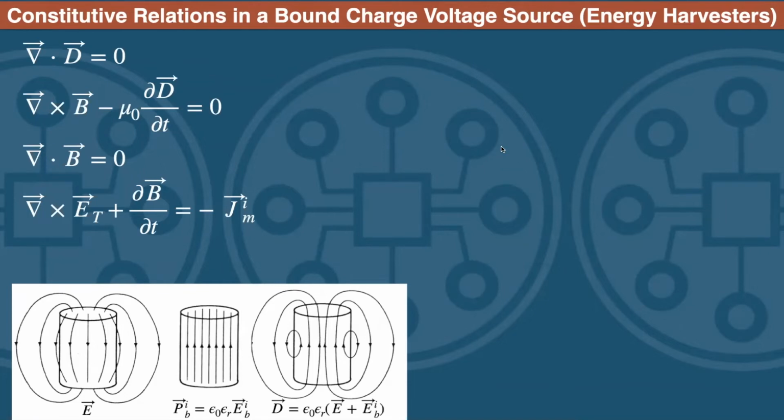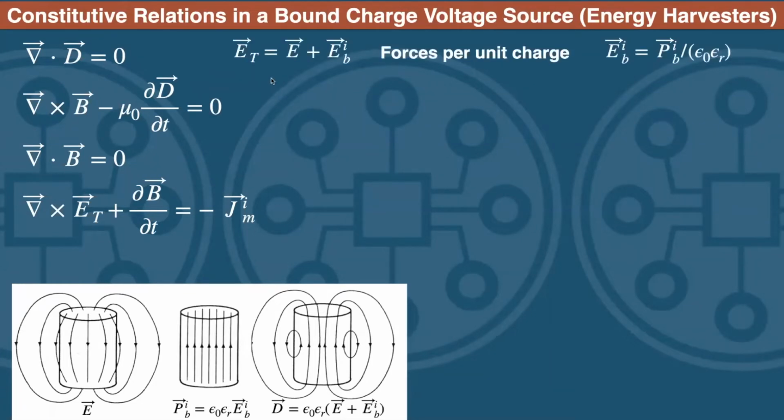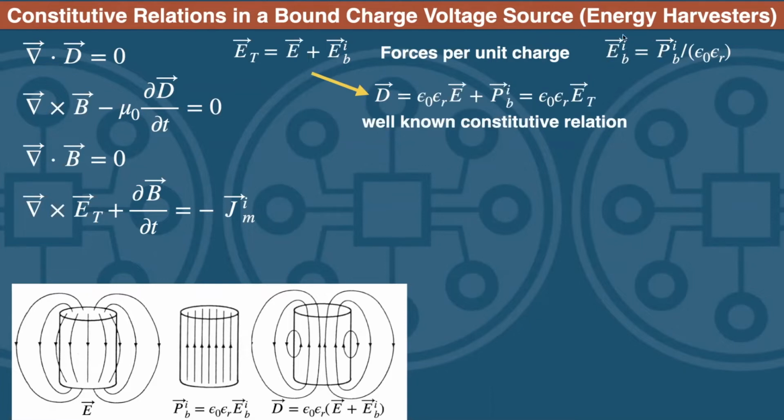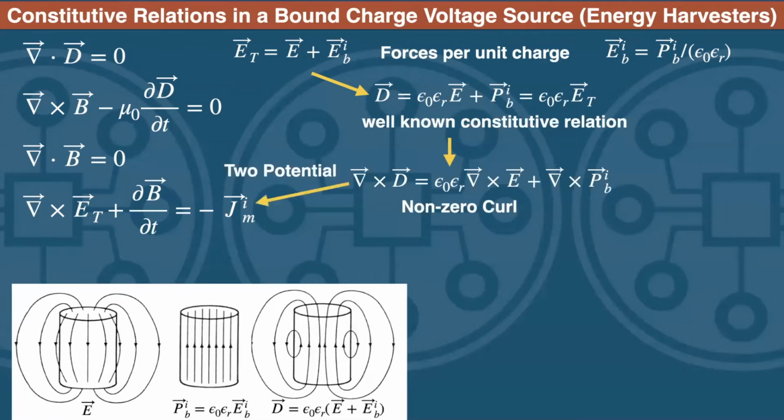Relations in bound charge voltage sources or energy harvesters, which are electrets, you get this modification too, because you have this effective impressed force, which is the same as the polarization, where the force per unit charge is created to separate these charges and make an electret, is related to the impressed electric field in this way. Then we can take the curl of this, and that gives us our modification. And our effective magnetic current is due to the non-zero curl.